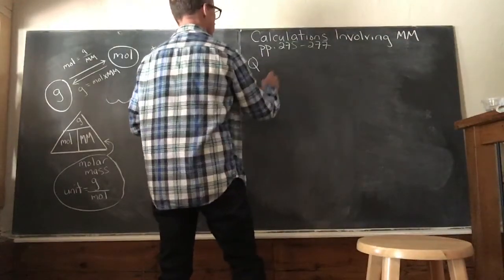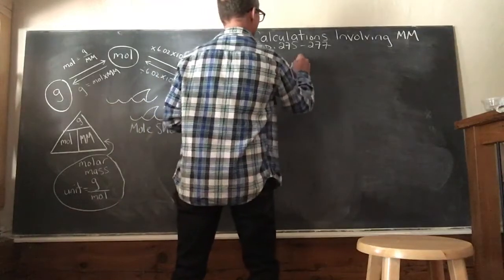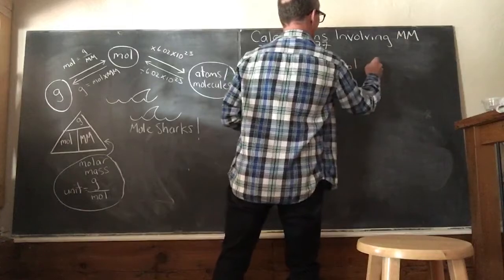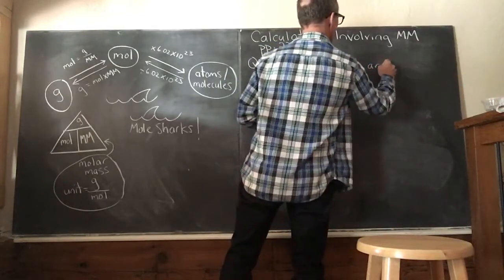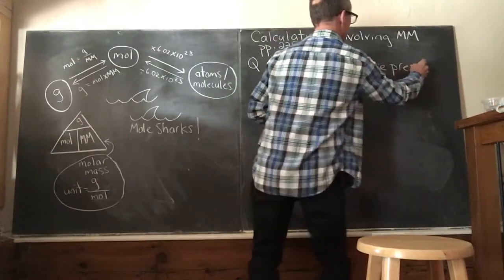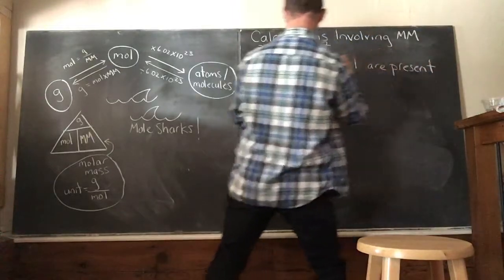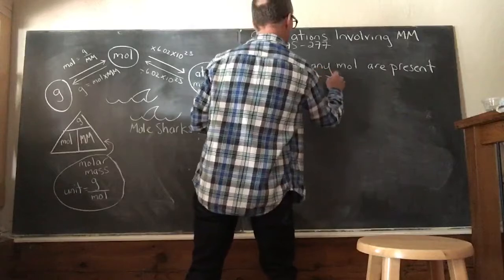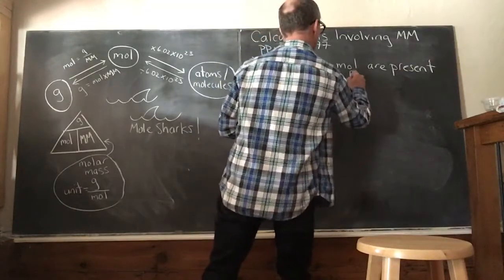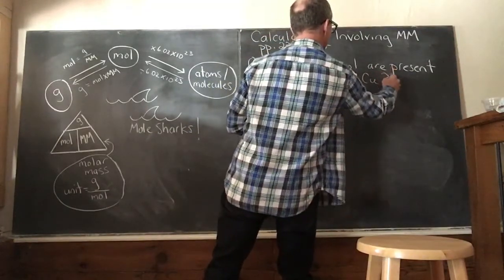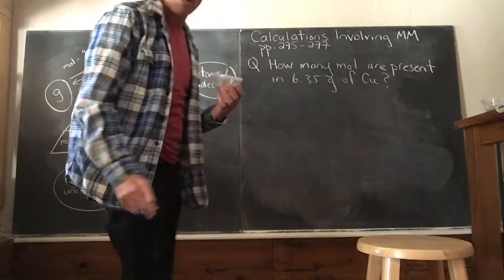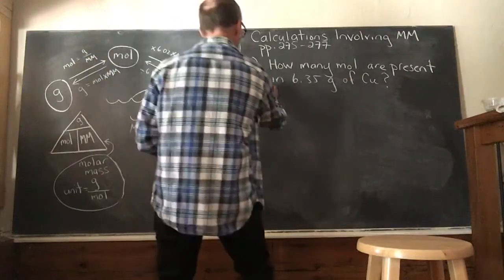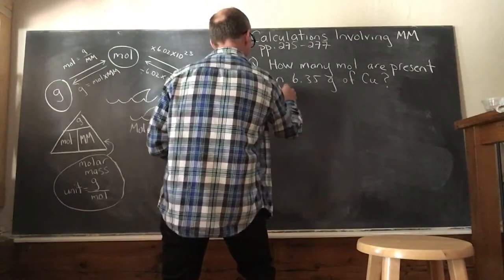Here's our question. How many moles are present in 6.35 grams of pure copper? That's our question. Well, let's write down what we know. So we know two things, really.